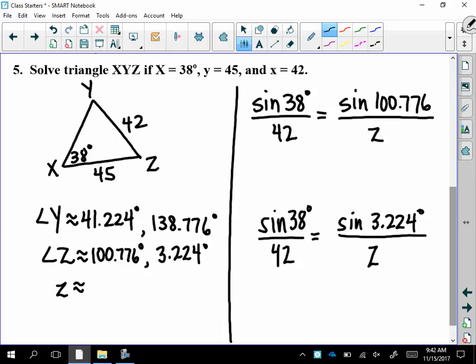And I'll trust you can figure all that out on your own, but you'll notice what we have here is an example of the ambiguous case, because what's happened is we've gone through all this work and we ended up with two possible and both valid answers for angle Y, which means there's going to be two valid angles for Z, which means there's going to be two values for side Z, both of which are going to fit those criteria. So you have two different triangles that have angle X at 38 degrees and those two sides at 42 and 45.